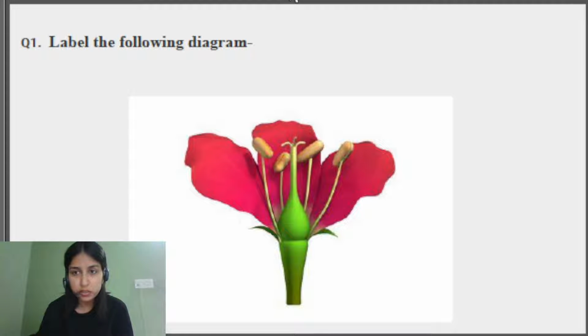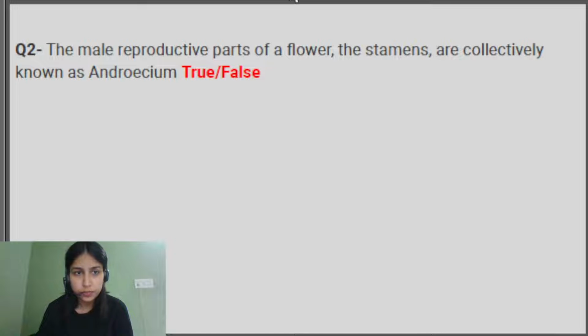Yes, by the time you answer, we'll be moving forward. I'll check your responses later on. Yes. Now, this is also one question which you need to answer. The male reproductive part of a flower, the stamens, are collectively known as androecium. True or false?